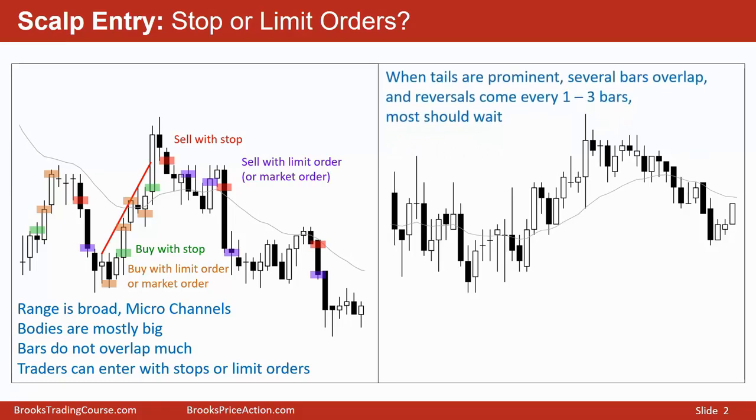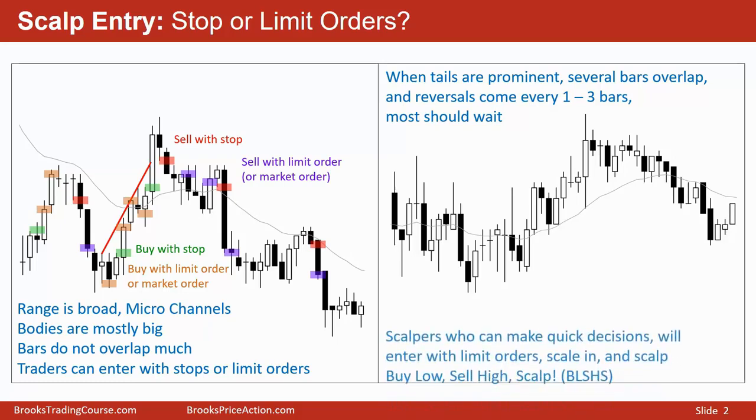Compare this to the chart on the right, where their tails are prominent and the reversals are coming every 1, 2, or 3 bars, and a lot of the bars overlap. In a situation like this, you have to make very quick decisions. Let's say this is a 5-minute chart. And most of the time, you'll be entering with limit orders, betting on reversals instead of on successful breakouts. And in general, you want to buy low, sell high, and scalp.